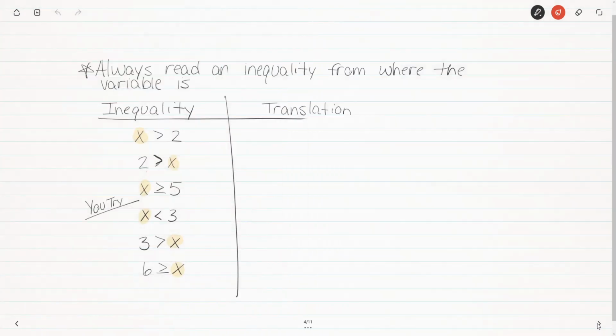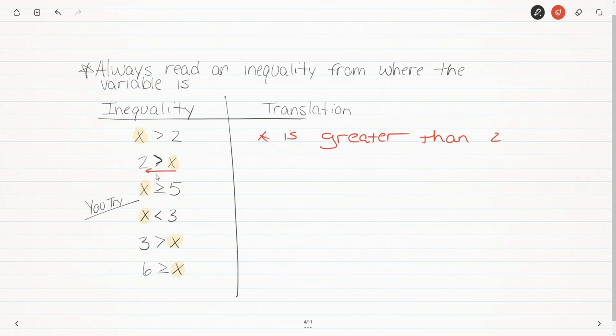Now, we always read an inequality from where the variable is, because we've been working with variables, and we have to use the variable in our inequality, because we have to figure out what the variable is. So we're going to start with the x's, and I highlighted the x's so that I can see them easily. We're going to read from x. So in this one, it says x is greater than 2. So I'm going to write that out. X is greater than 2, because whatever x is has to be bigger than 2.